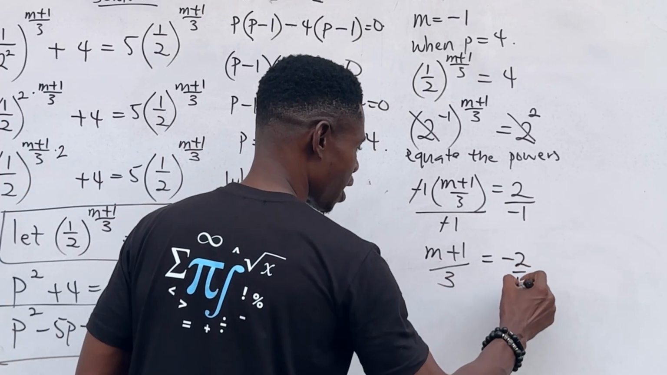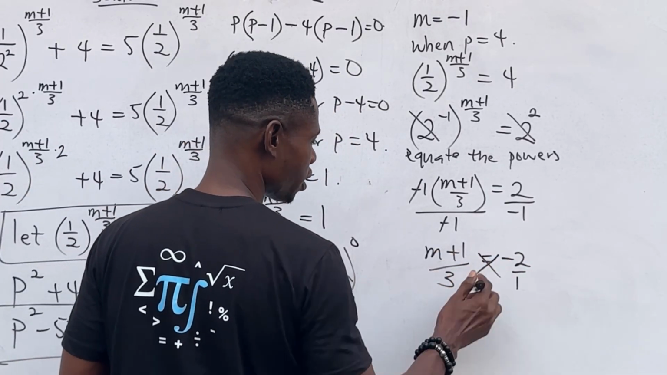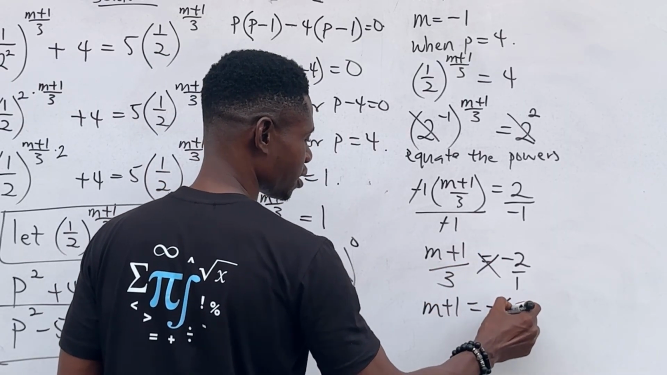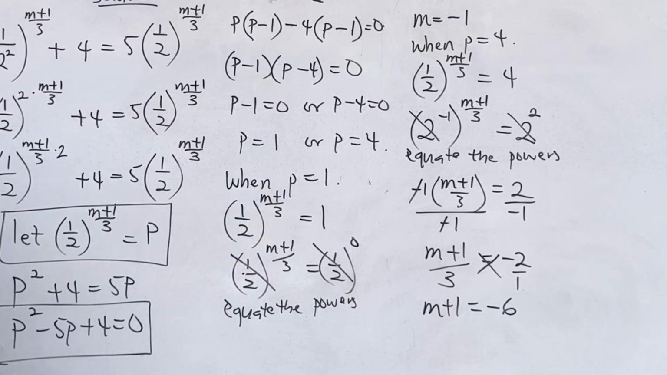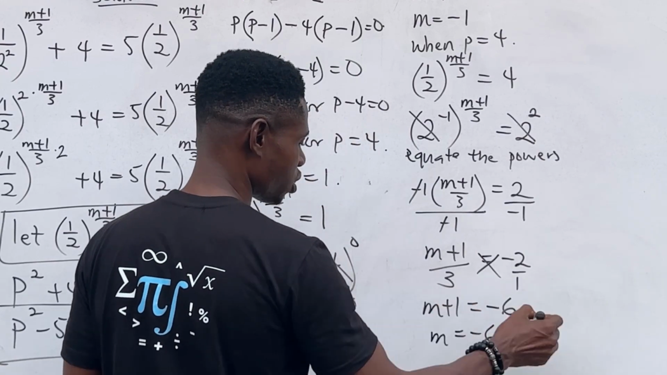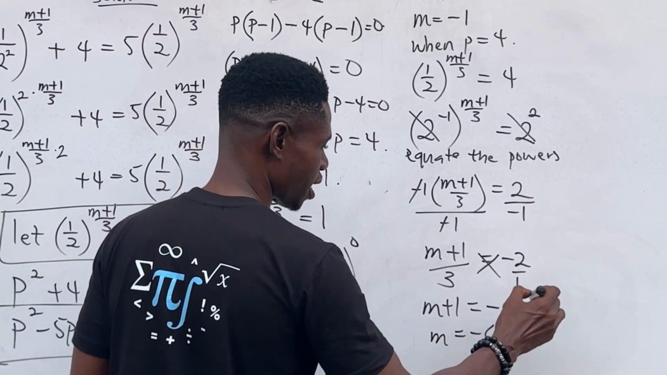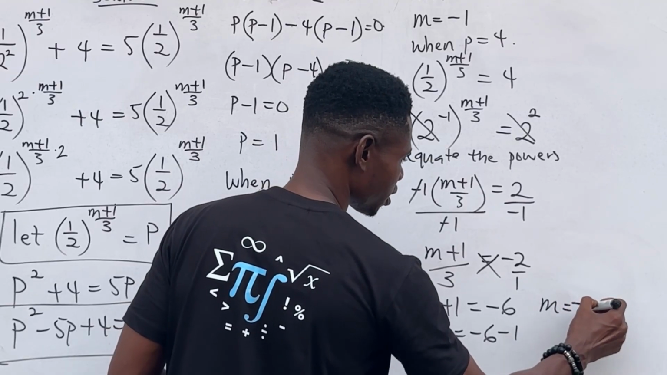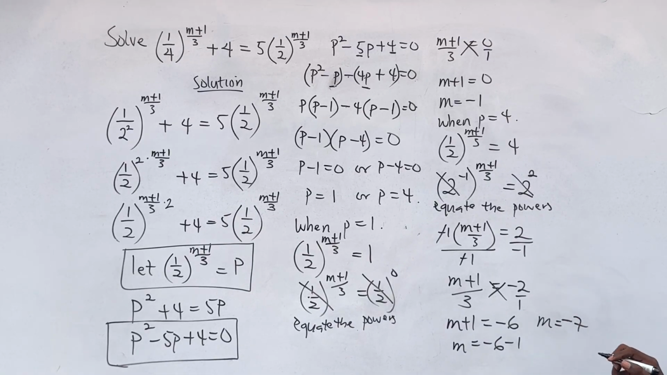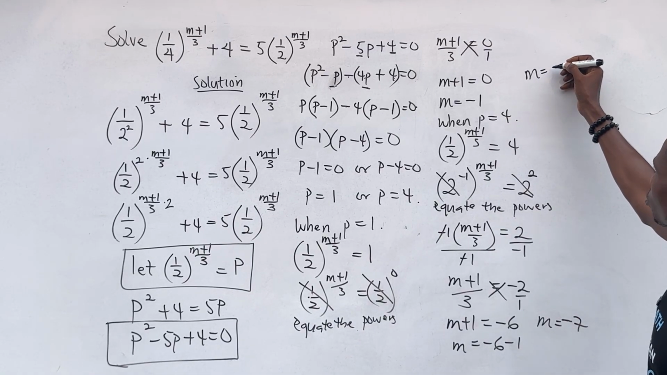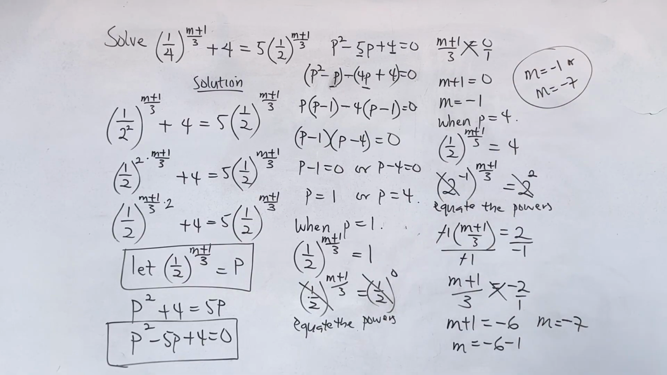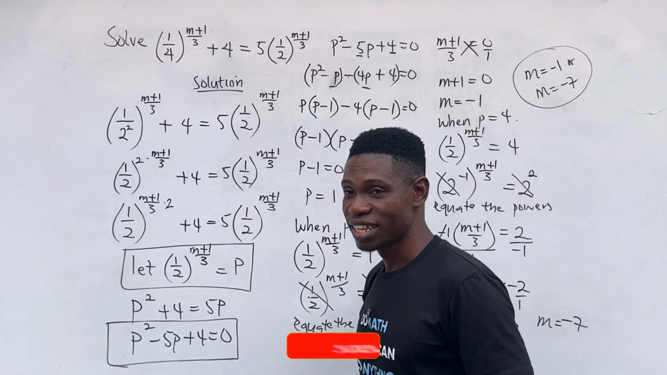So if we cross multiply, m plus 1 multiplied by 1 is m plus 1 equal to 3 multiplied by minus 2, that's minus 6. And simply m is equal to minus 6, this plus 1 to the other side becomes minus 1, and m equals minus 7. So finally, we have two values for m. So our m is equal to minus 1 or m equals minus 7. And that's the answer.